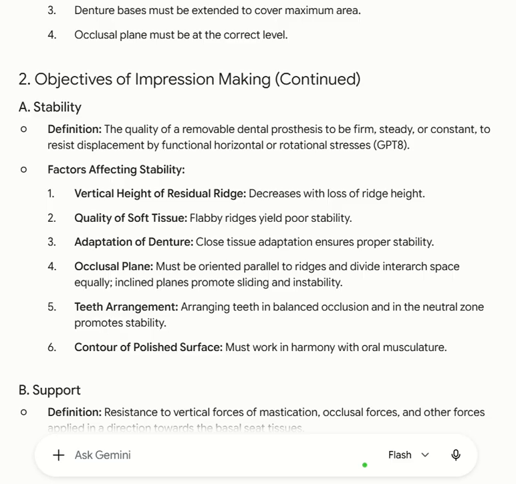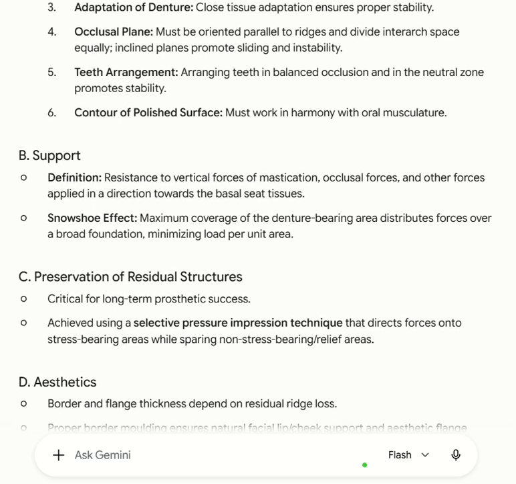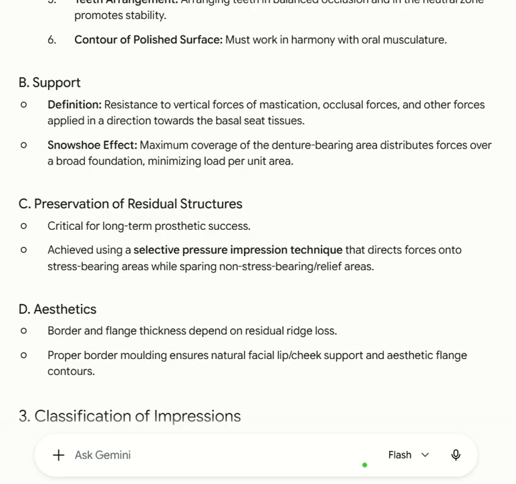B. Support. Definition: resistance to vertical forces of mastication, occlusal forces, and other forces applied in a direction towards the basal seat tissues. Snowshoe effect: maximum coverage of the denture bearing area distributes forces over a broad foundation, minimizing load per unit area. C. Preservation of residual structures. Critical for long-term prosthetic success. Achieved using a selective pressure impression technique that directs forces onto stress-bearing areas while sparing non-stress-bearing, relief areas.